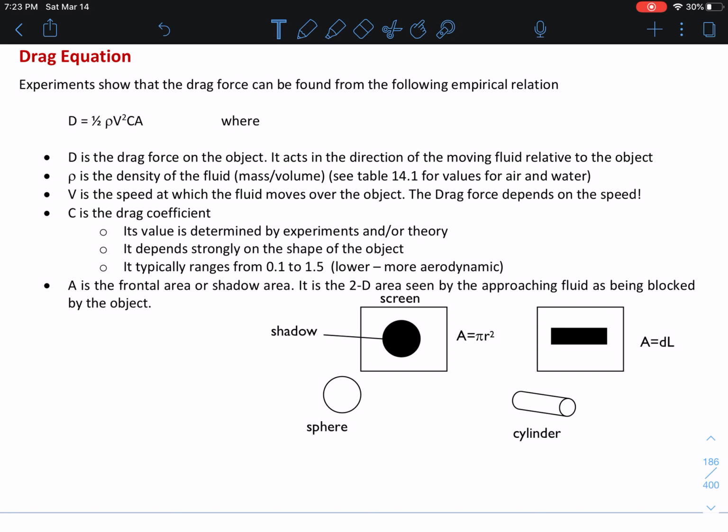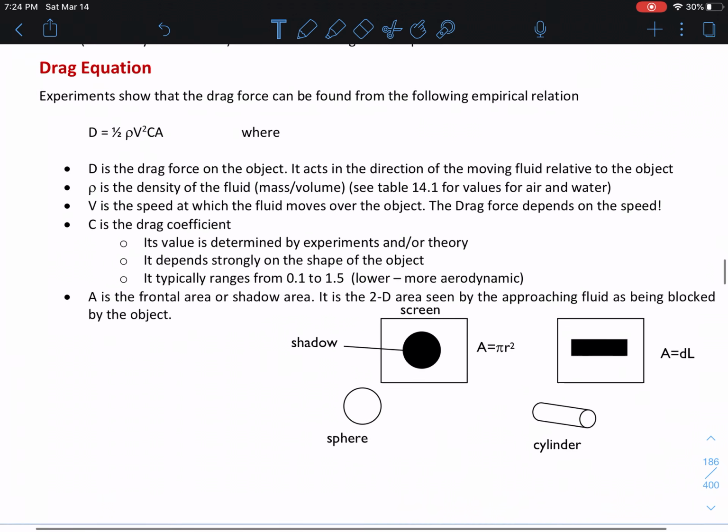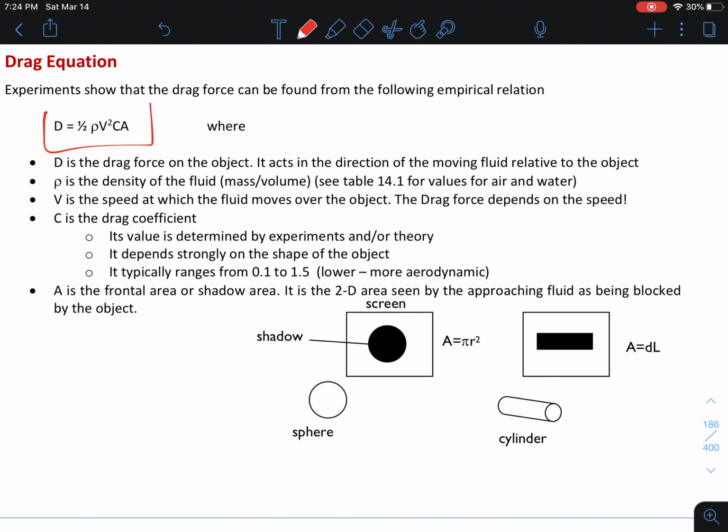Drag force is given by this relation here. It is 1/2 rho v square C A. So let's just kind of see what those values are. D is the drag force, rho is the density of the fluid. And since it's the density, it's mass over volume.